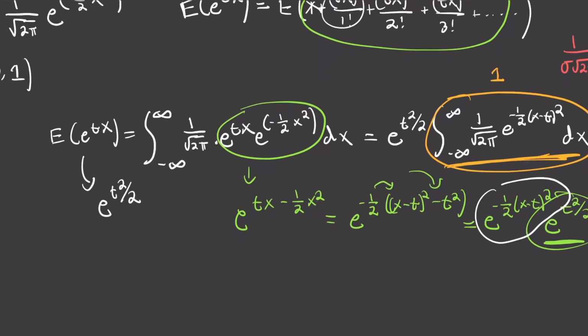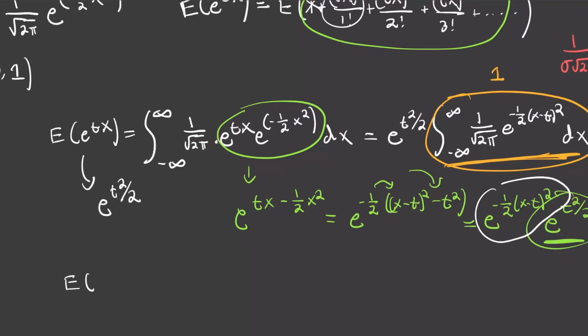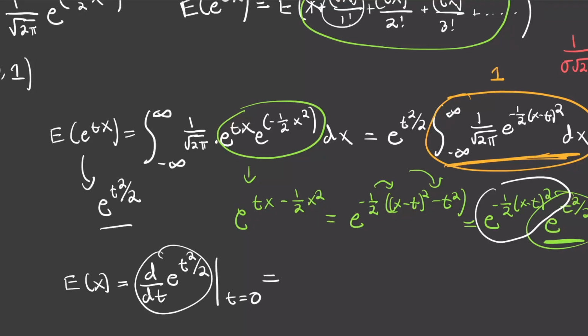So now to start getting our moments, we know that the expected value of x, based on the definition of a moment generating function, is the first derivative of this function that we just calculated, e to the power of t squared divided by 2, evaluated at t equals 0. Now the derivative of this is 2t divided by 2 times e to the power of t squared divided by 2, right? These 2's cancel. It's just t times e to the power of t squared divided by 2. When we evaluate that at t equals 0, we just get 0.